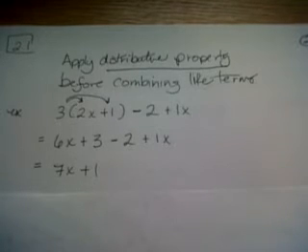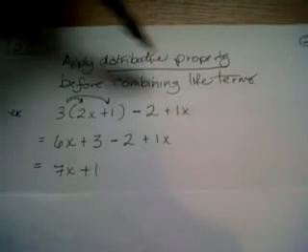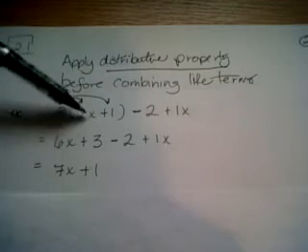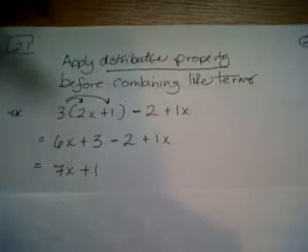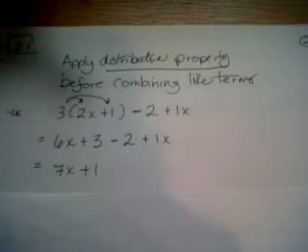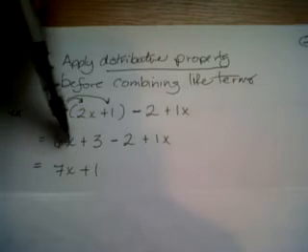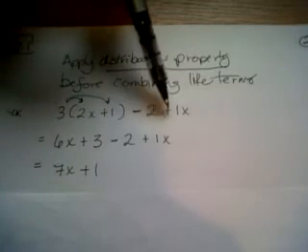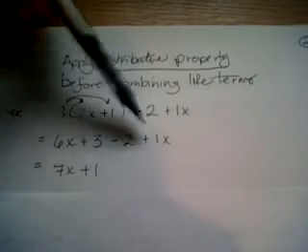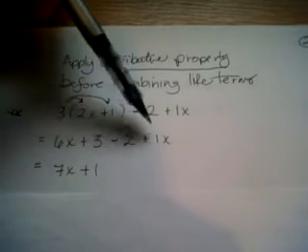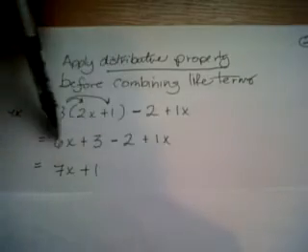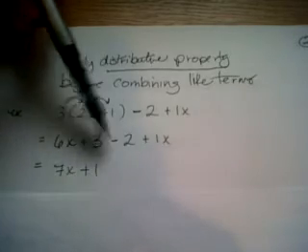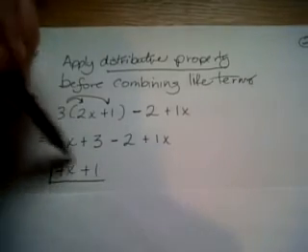Now, sometimes when we're combining like terms, you may want to apply the distributive property before combining your like terms. In this case, I have 3 times parentheses 2x plus 1, minus 2 plus 1x. First thing I'm going to do is distribute that 3. Using my distributive property, 3 times 2x gives me 6x, and 3 times 1 gives me 3. Then I have a minus 2 plus 1x. So now I have 6x, and I look for the like term. Oh, there's a positive 1x over here. So 6x plus 1x gives me a grand total of 7x. And 3 minus 2 gives me 1. So my answer is 7x plus 1.